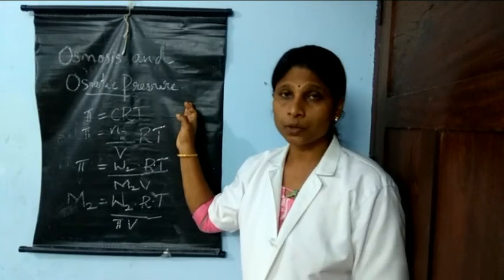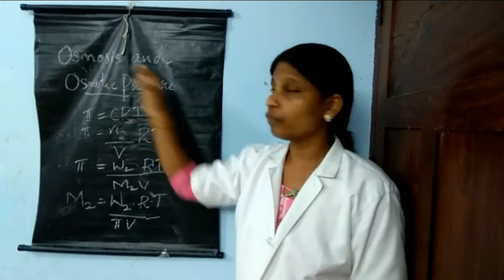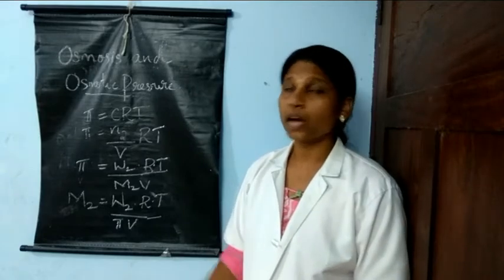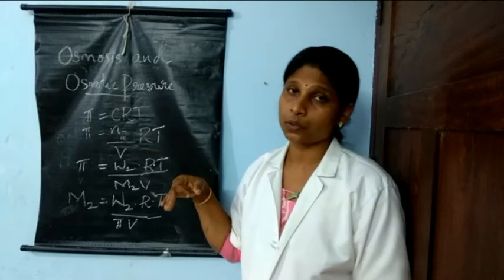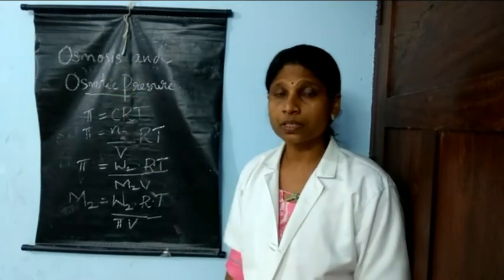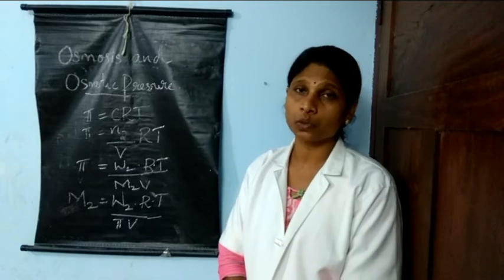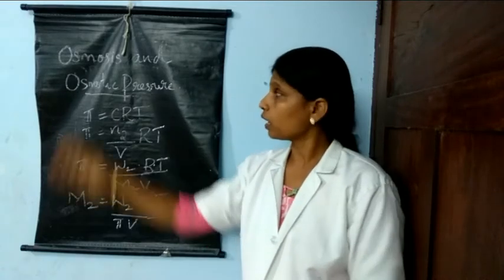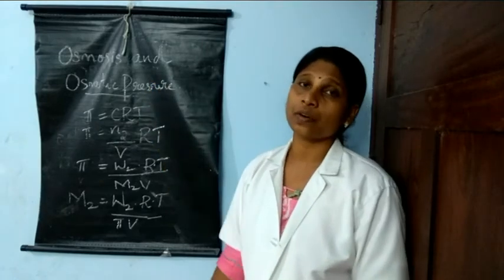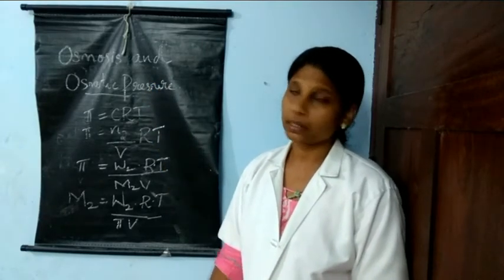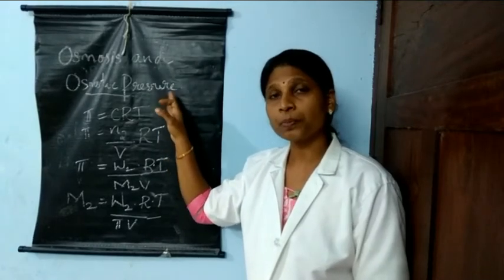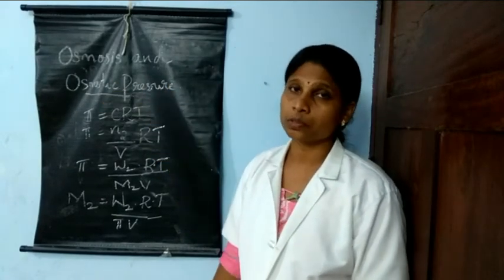Let me ask you one question. Up to what time does osmosis take place, or continue? That is the question. As a result of osmosis, an extra pressure is developed on the solution side, and this extra pressure that stops osmosis is known as osmotic pressure. The extra pressure developed on the solution side to prevent osmosis is known as osmotic pressure.